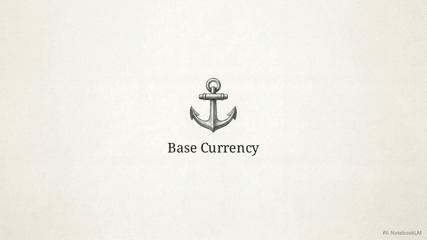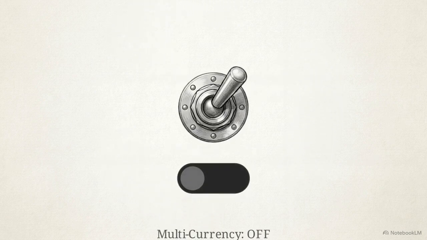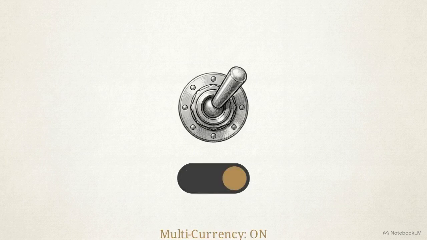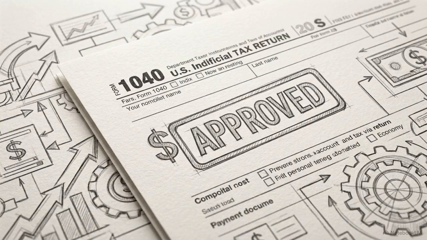The heavy center anchor represents your base currency, the unmoving baseline for reporting, while outer nodes are shifting foreign currencies. In QuickBooks Advanced Settings, turn the multi-currency toggle to on. Choose carefully. Once set, your base currency is locked permanently. Securing the correct base currency right out of the gate ensures your financial reporting will strictly align with your local tax authority requirements.